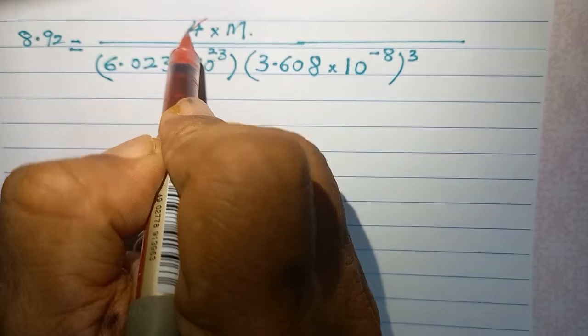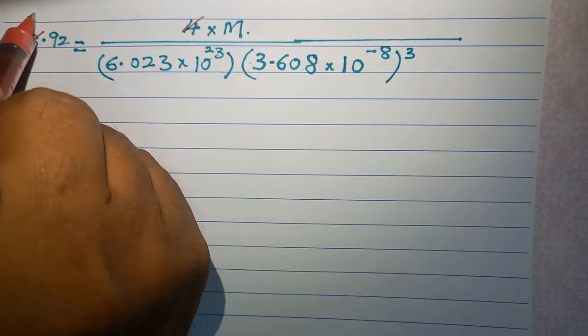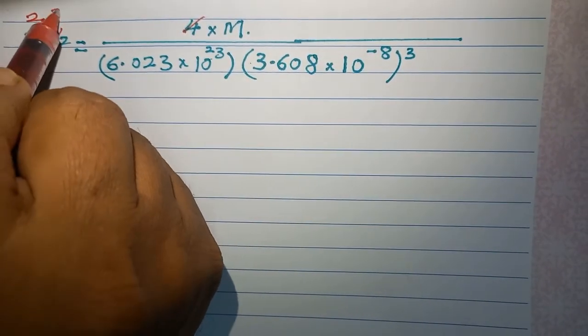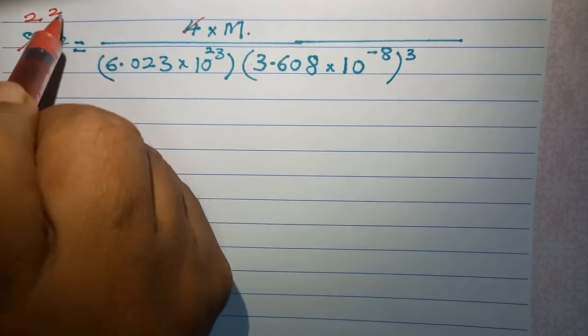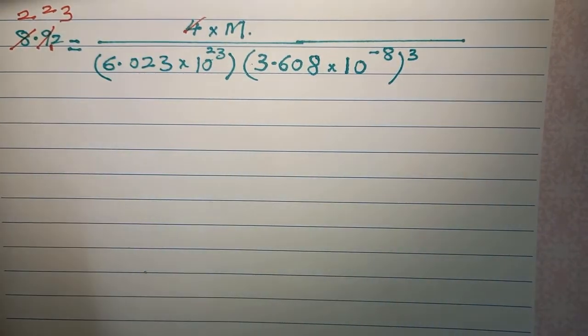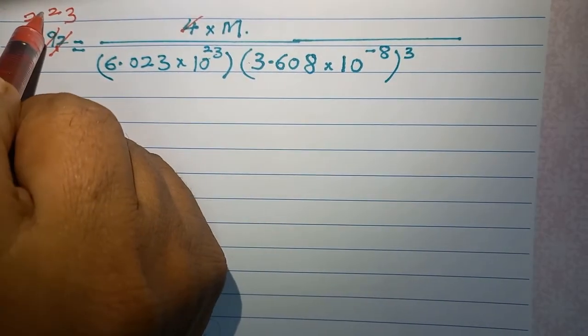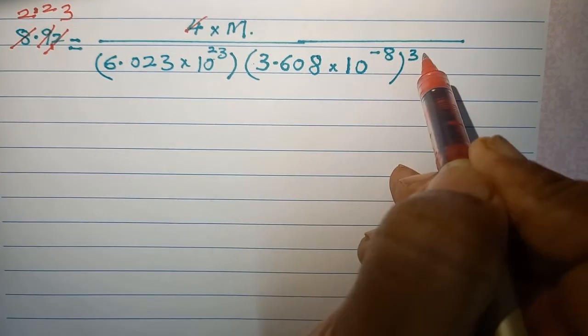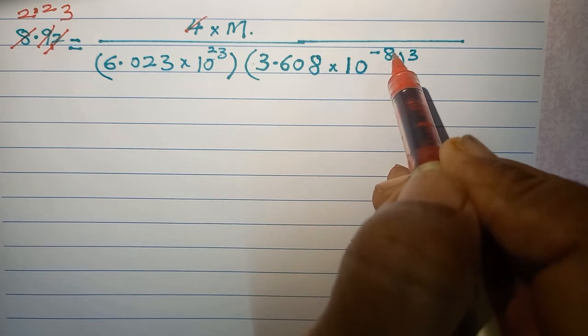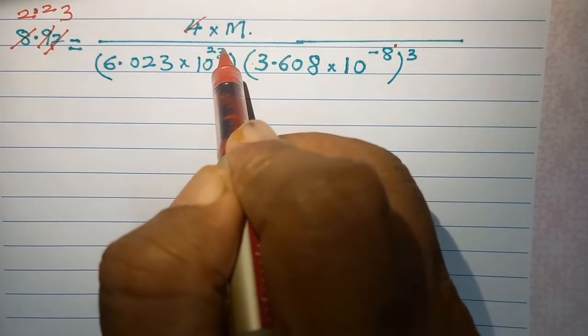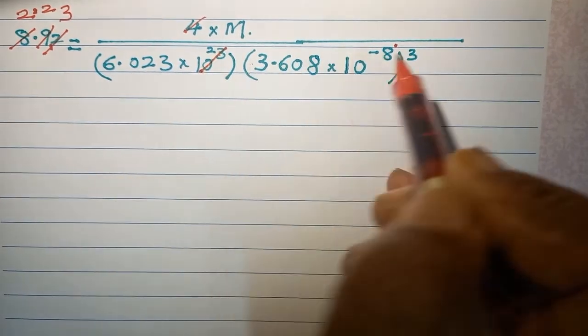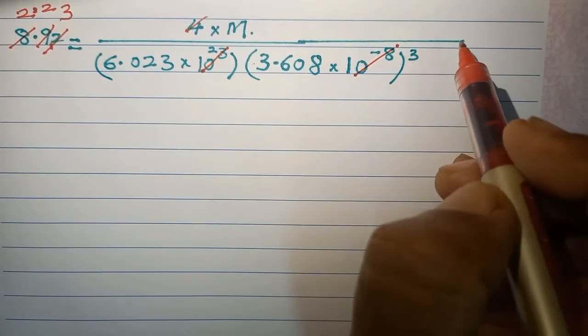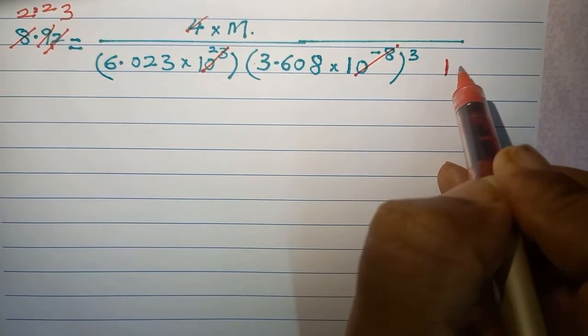Divided by 4. 4 into 2, 8. 4 into 3 is equal to 12. Point from here. Now 8 power 3 is 24. And here plus 23. Then remaining behind 10 raised to minus 1.